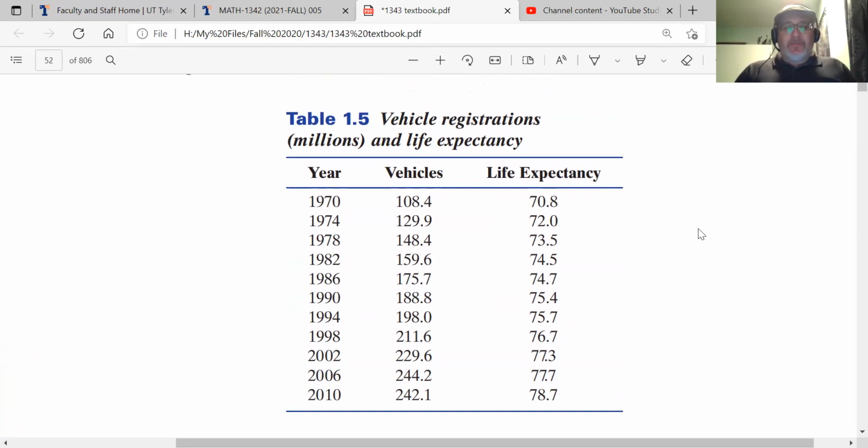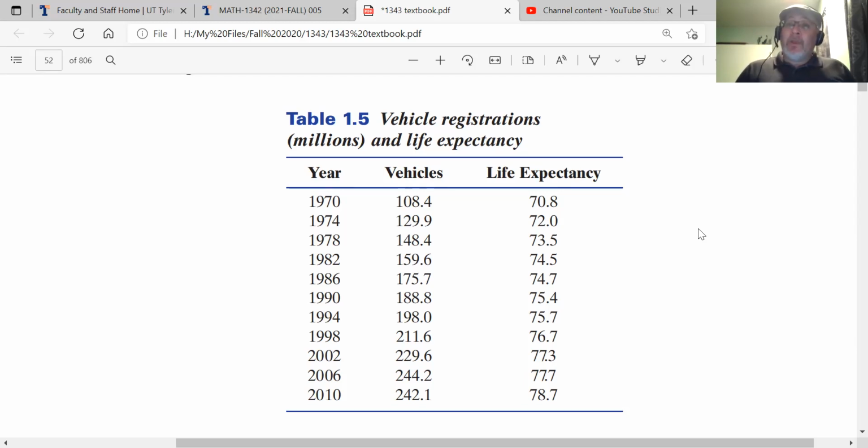Which is like asking, if there are more vehicles on the road, does that cause people to live longer, or vice versa? If people live longer, does that cause more vehicles to be on the road? And the answer to both is probably not. But what could be causing both of them to increase at the same time? The answer might be a little stealthy, but ironically, the answer is right in front of your face. The confounding variable is the year.